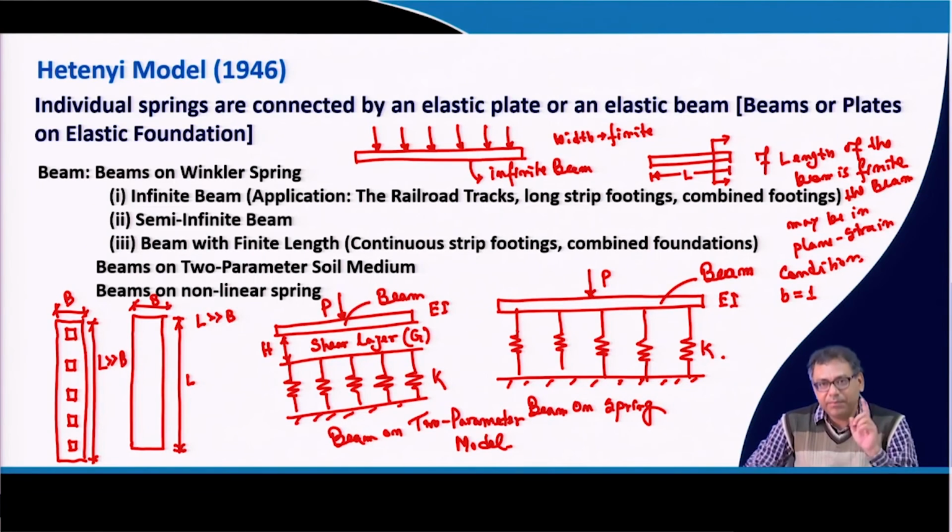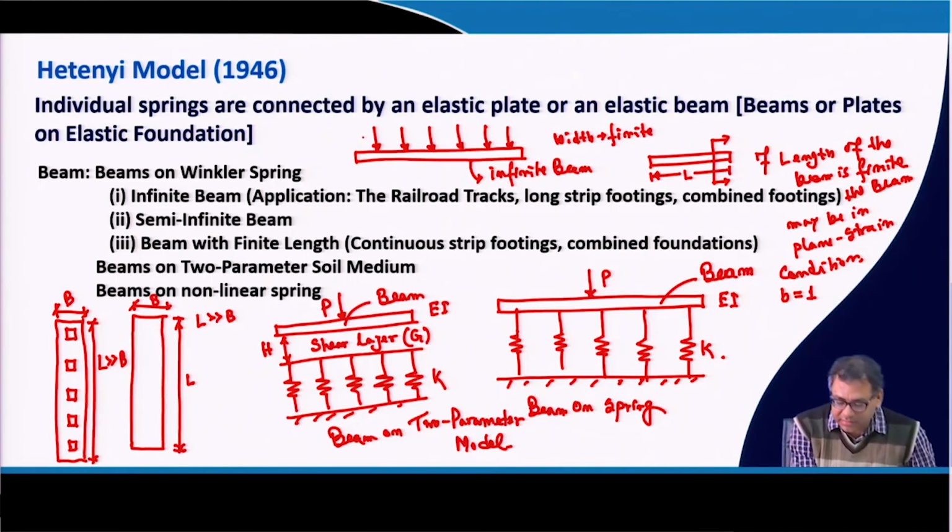So that means the beam can be under plane strain condition also. In such case, the beam width you have to consider unit. If the beam has a finite width like this, then there is no issue. If the beam has a finite width, then if I get the cross section, the cross section is simple like this. This will be equal to B and this is equal to H.